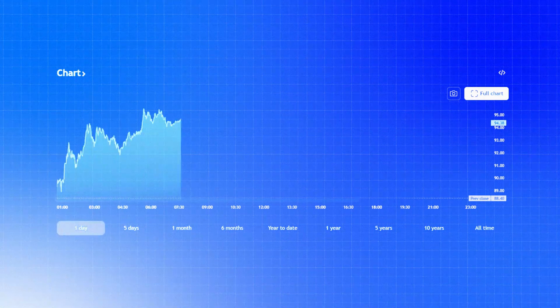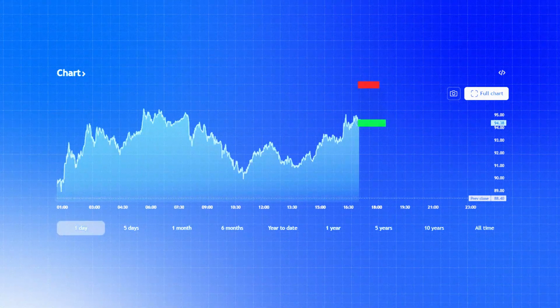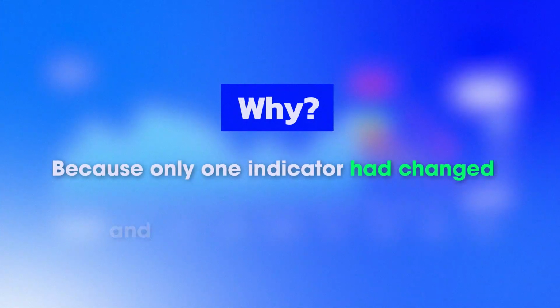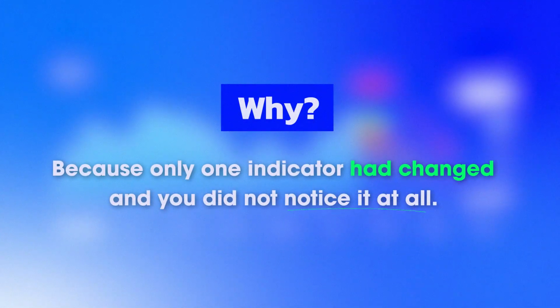Imagine entering a trade where everything suggests it should be profitable, and then, within seconds, the market turns against you. Why? Because only one indicator had changed, and you did not notice it at all.